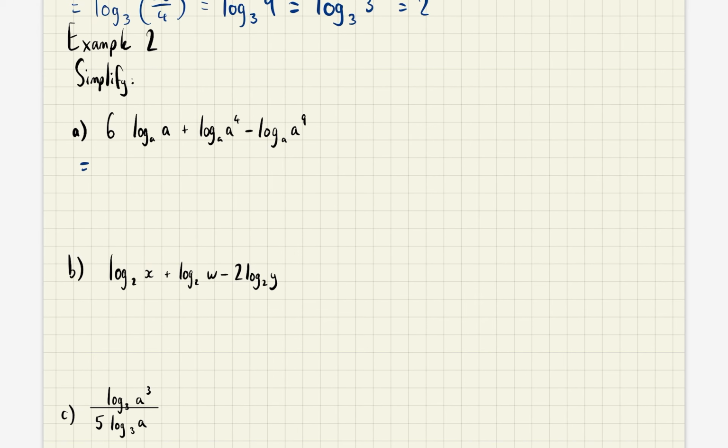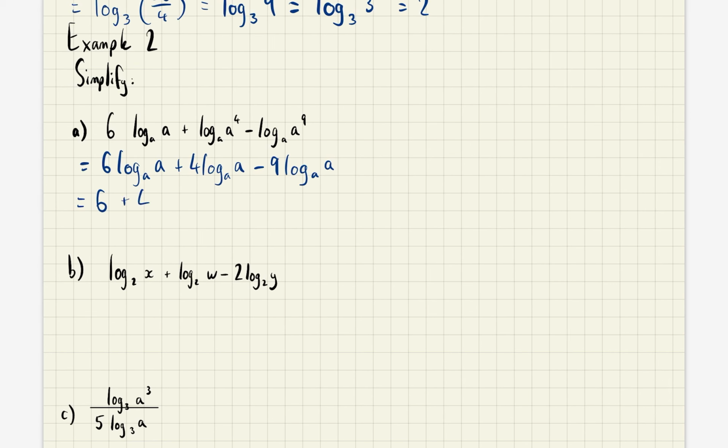we can see that we've got some exponents here that I want to get rid of to the front. That's what I'm going to do first. So I'm going to have 6 log base a of a plus 4 log base a of a minus 9 log base a of a. But you'll notice I've got a bunch of log base a of a, and that's equal to 1. So I can take them away.